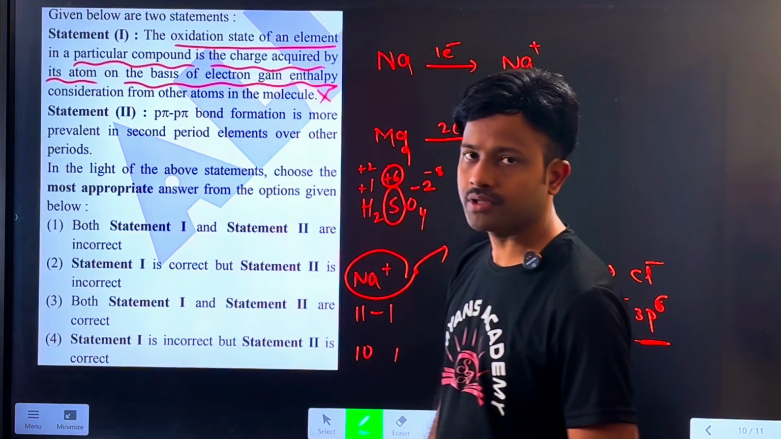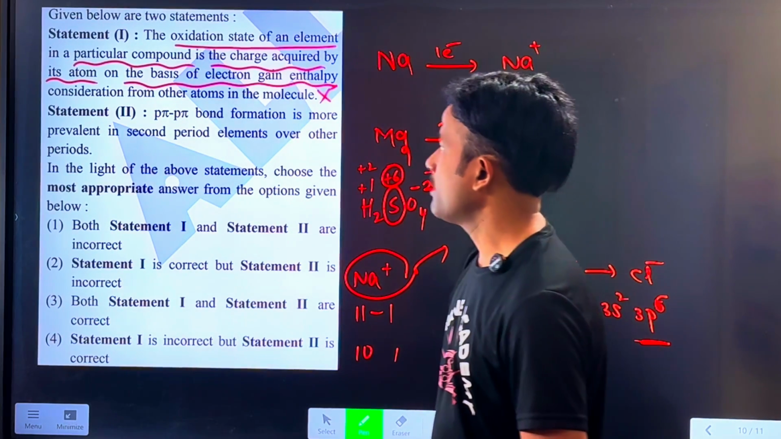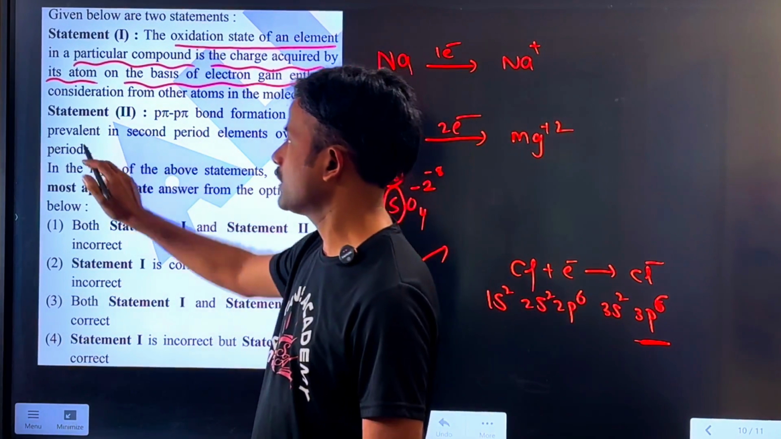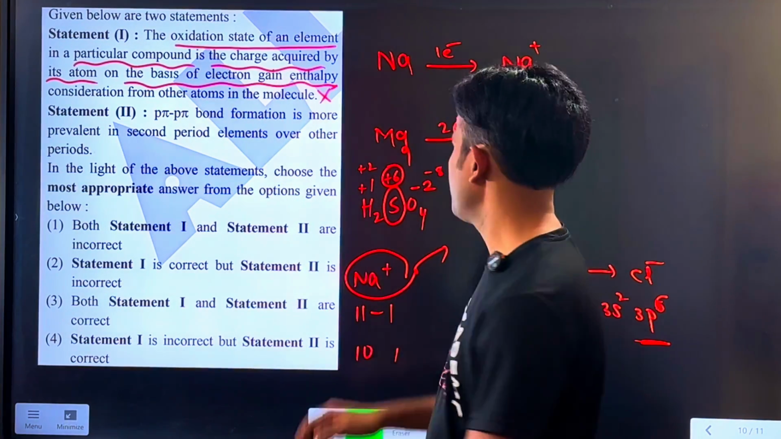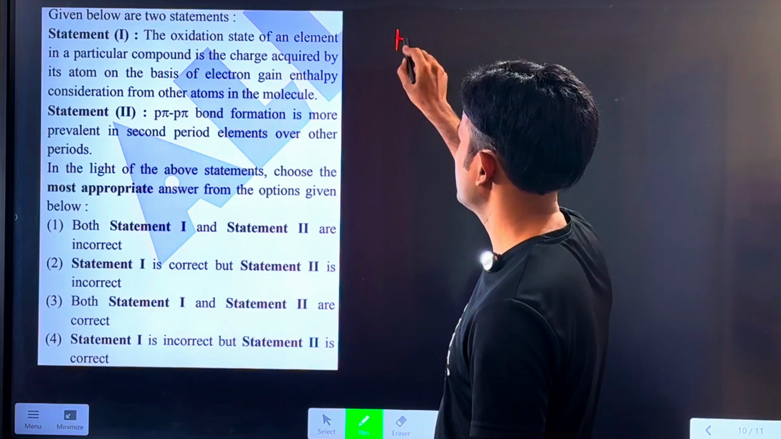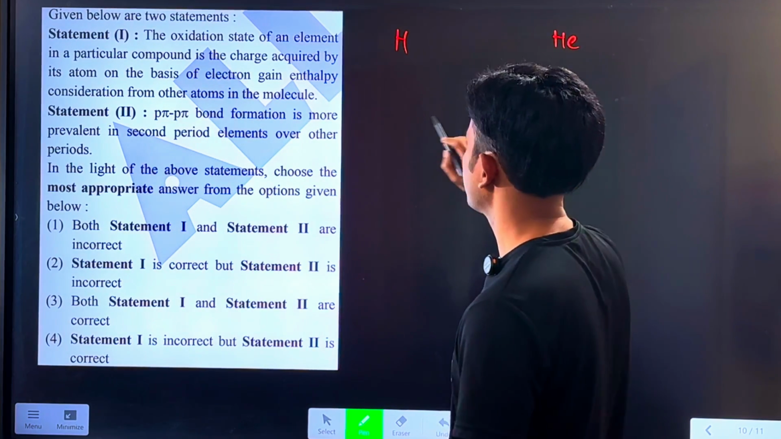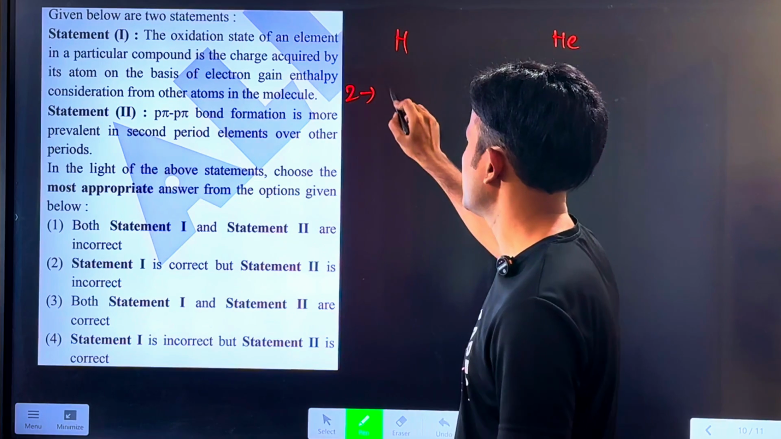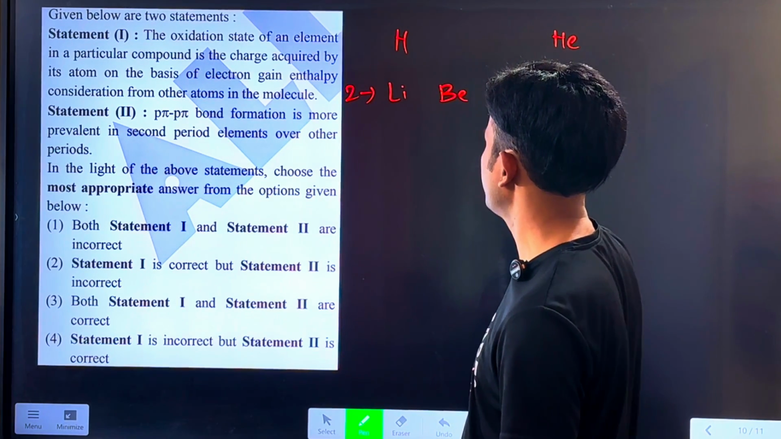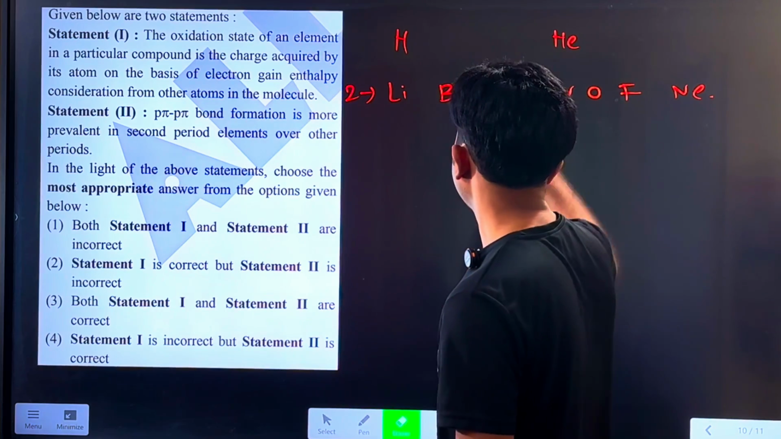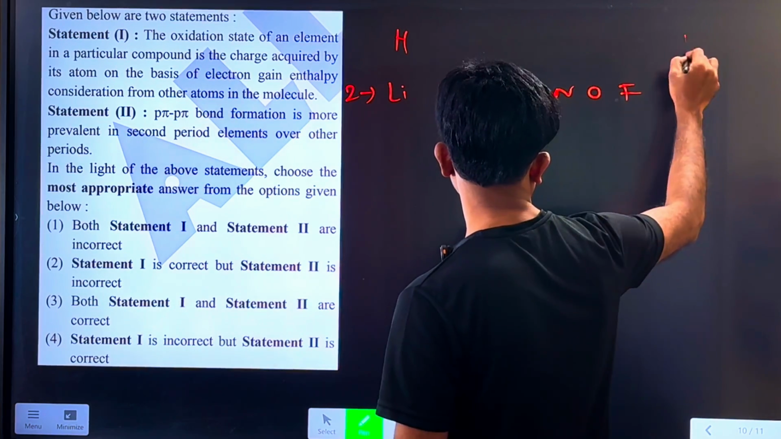Next, statement 2: p pi bond formation is more prevalent in second period elements over the other periods. What are the second period elements? Can you guess? Hydrogen, helium is the first period in the periodic table. The second period elements are lithium, beryllium, boron, carbon, nitrogen, oxygen, fluorine, neon.